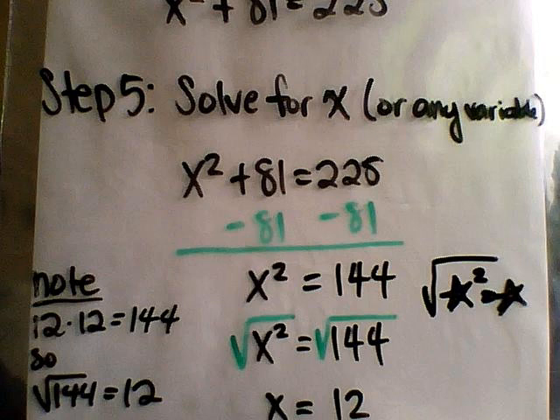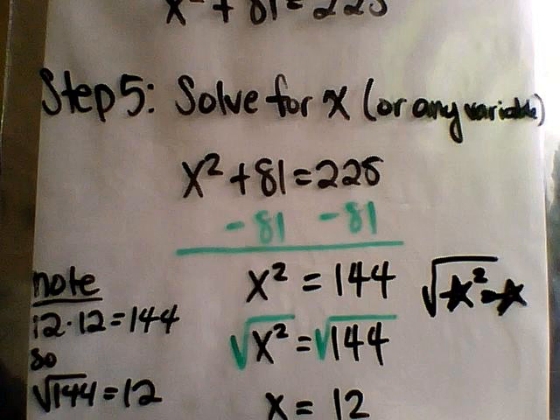We need to take the square root of both sides of the equation in order to get x by itself, since if we have a square and a square root, they cancel out. So we end up with x equaling 12. I made a couple notes that 12 times 12 equals 144, so the square root of 144 equals 12.